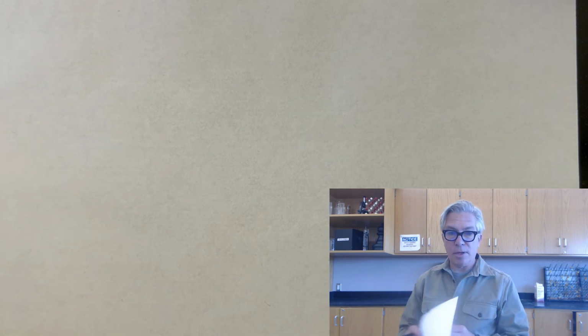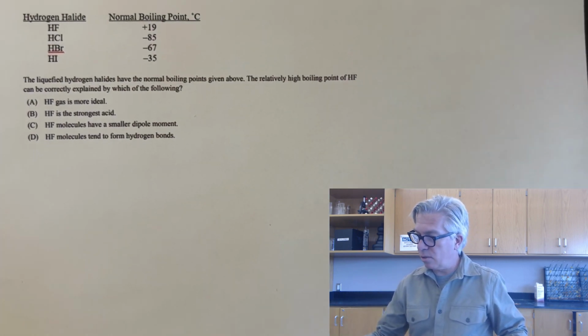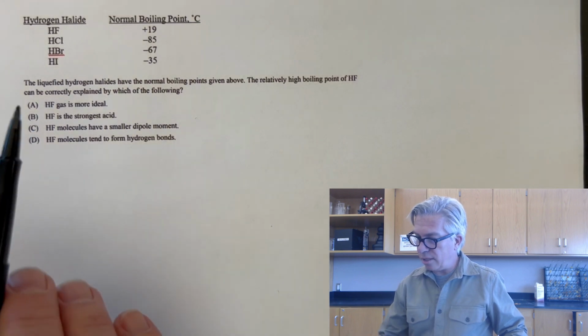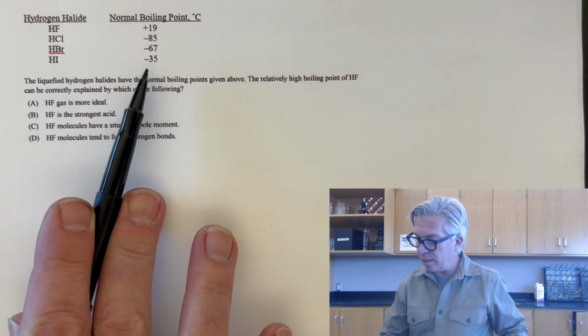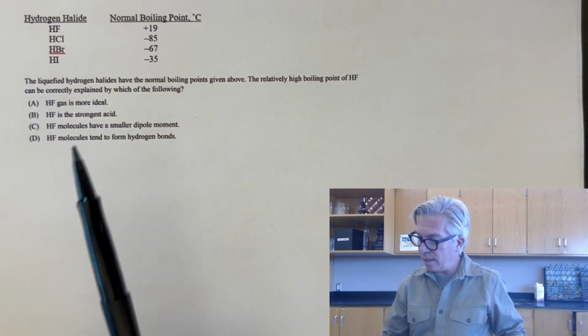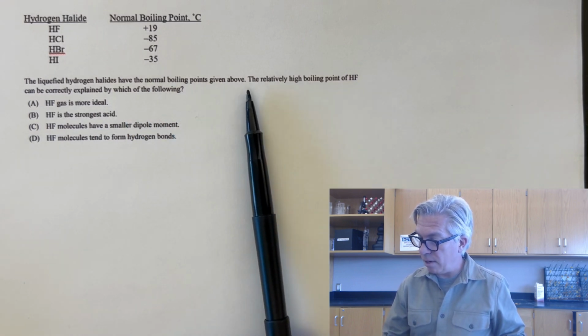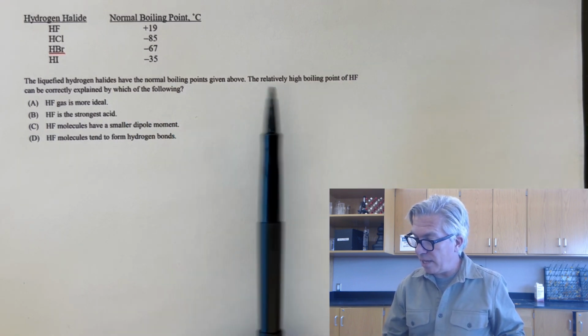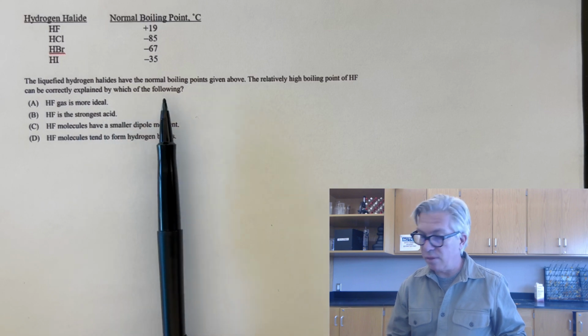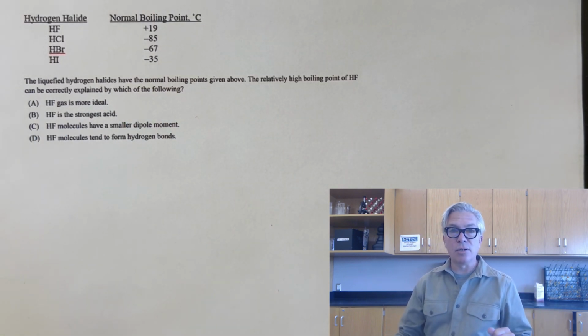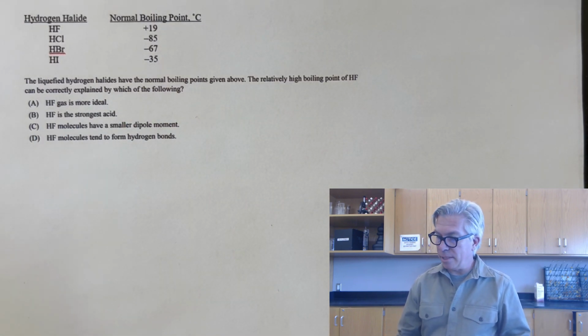And let's do our second pause the video moment with a similar question. We have some hydrogen halides. Their normal boiling points are here. The liquefied hydrogen halides have the normal boiling points given above. The relatively high boiling point of HF can be correctly explained by which of the following? Take a moment, pick your answer, and we'll be back here in a couple of seconds.